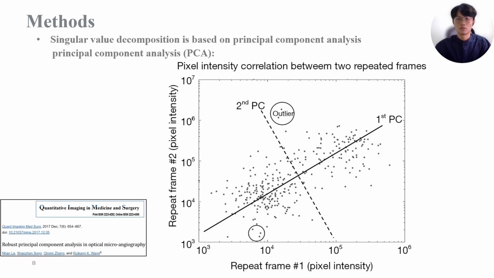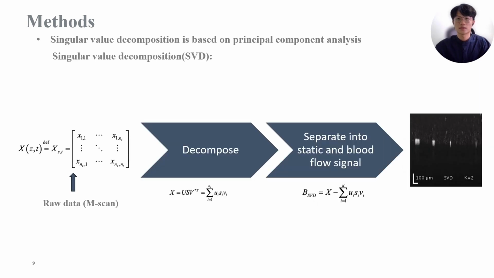And here we reference another study that utilizes PCA analysis to provide an illustration. This analysis roughly separates into two principal components. PC1 represents static tissue signals, while PC2 represents blood flow signals. Next, let's discuss singular value decomposition. It's important to note that SVD can be applied to raw data without being restricted to square matrices. Through SVD, we can directly obtain eigenvalues and eigenvectors. By subtracting the static tissue signals, we can isolate the vascular signals.